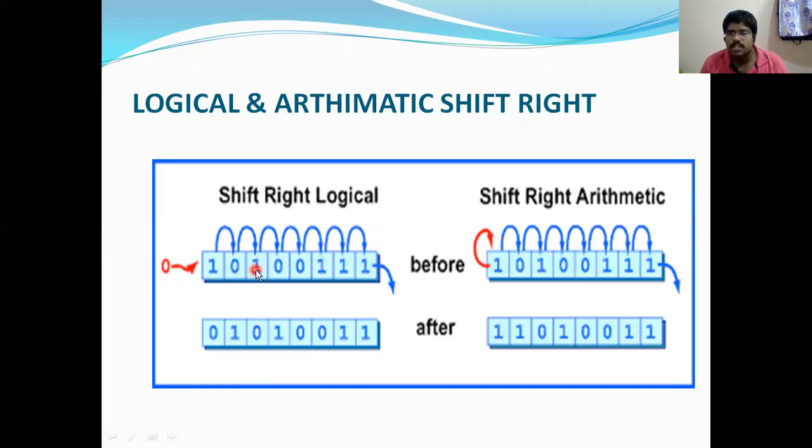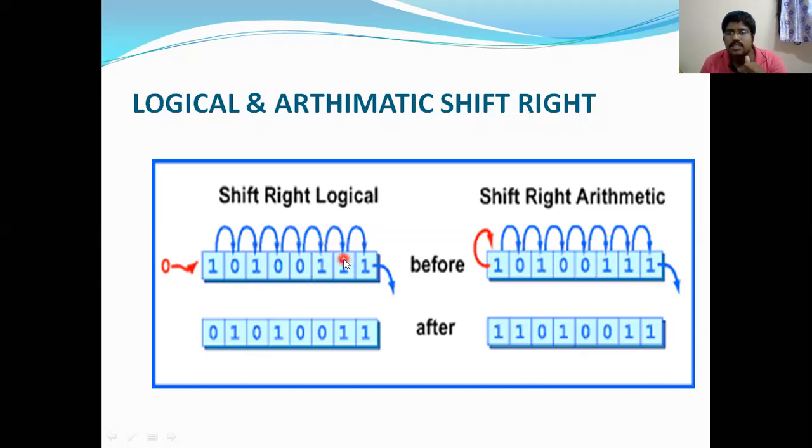Whatever 1 is present here is going to shift to this position. Whatever 0 is present here is going to shift to this position. You can observe using these arrow marks. The 1 present here appears in the next location. The 0 shifts from here to here. The 1 shifts from here to here. The 0 shifts from here to here, and the 0 shifts from here to here. And the 1 present here is shifted from here to here, like that.